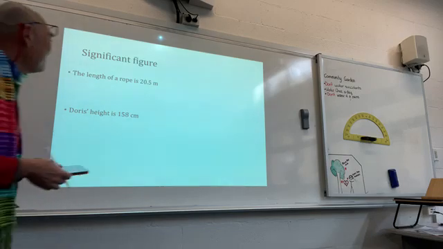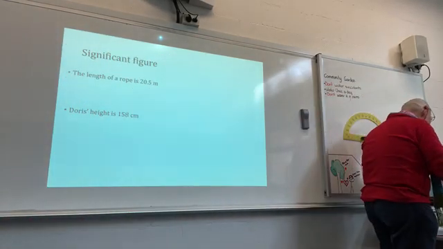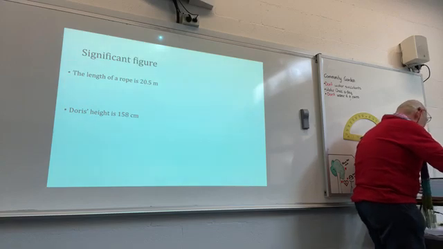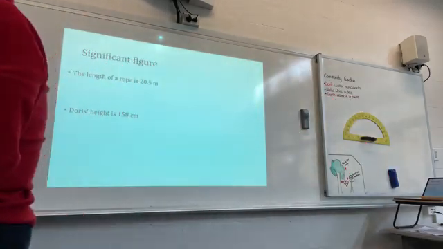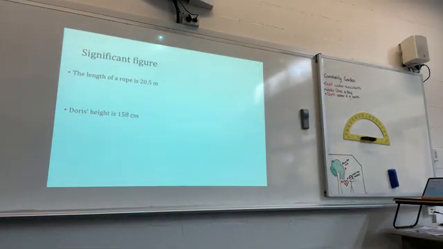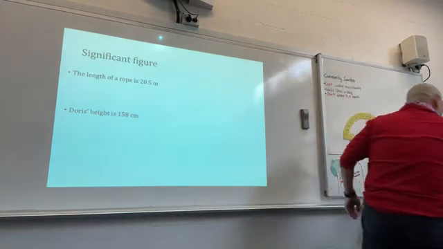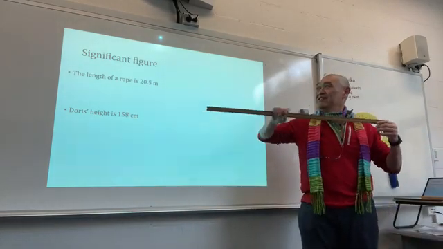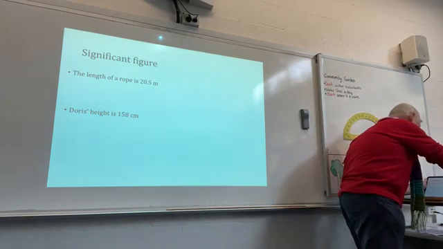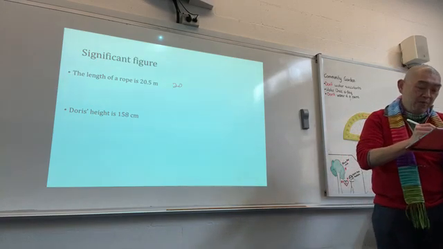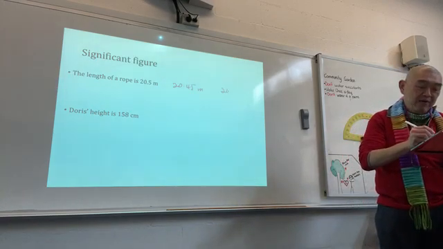The next bit, significant figures. This is interesting. Let's say I tell you the length of a rope is 20.5 meters. Is that exact? Can you measure it that exactly? Probably not. Your eyes and my eyes are slightly different when we read something like a ruler or a tape measure. So for something like 20.5, I would say that the range is between 20.45 meters and 20.55 meters.